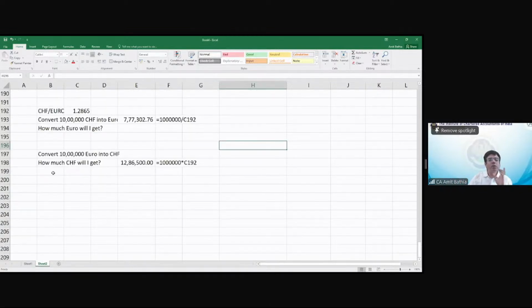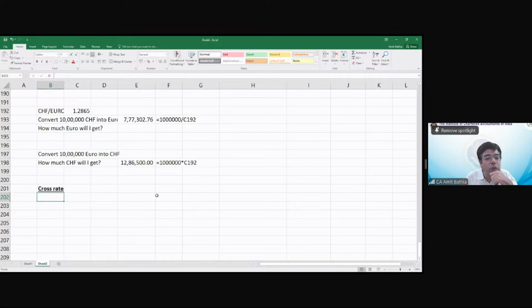Now this is getting too easy. Shall we add one more complication into it? So there is something known as cross rate. Do we know what is cross rate? Both rates are given. When the bid and ask, both rates are given in both the currencies.